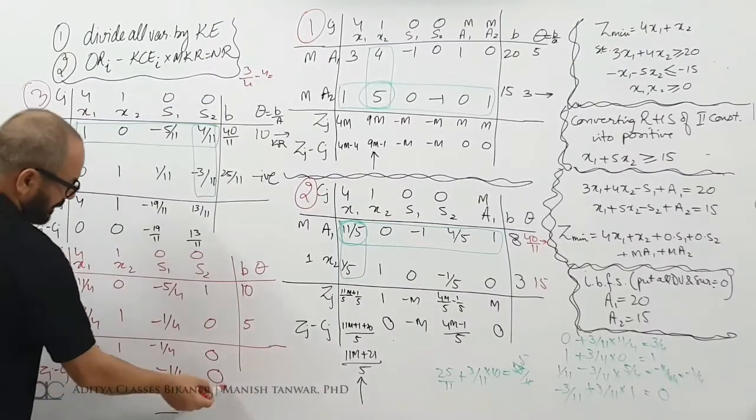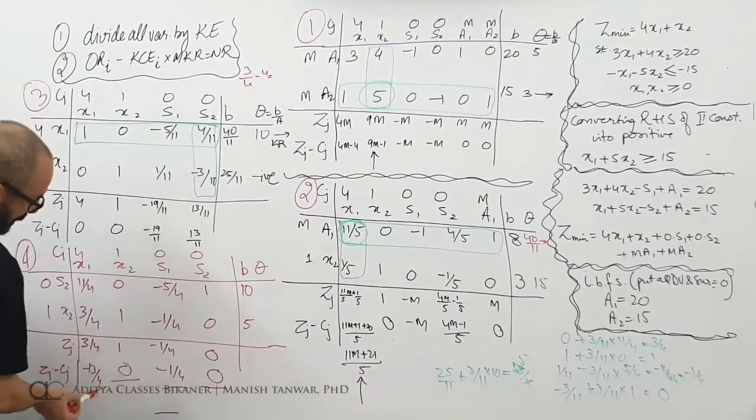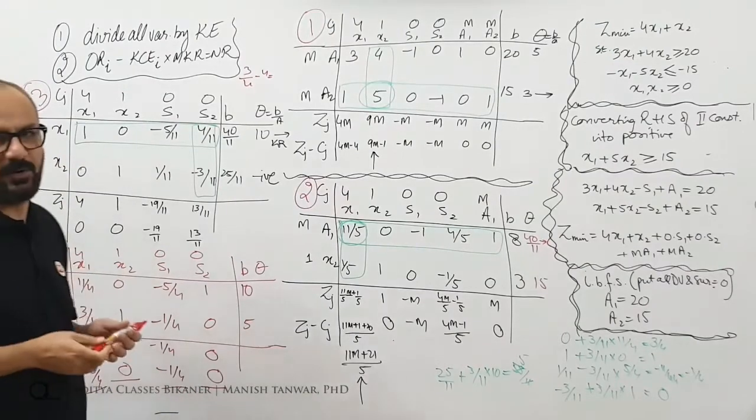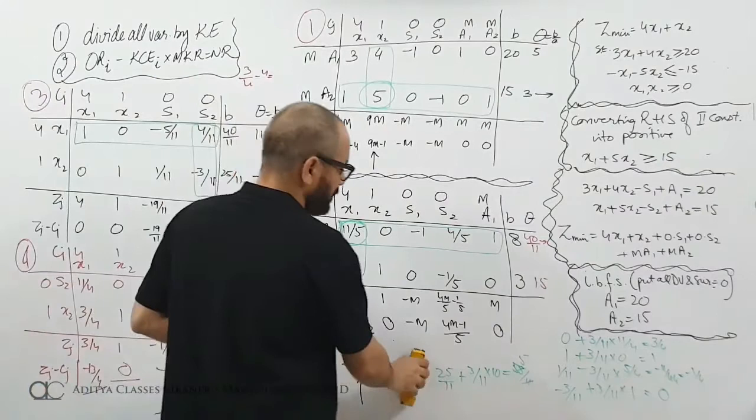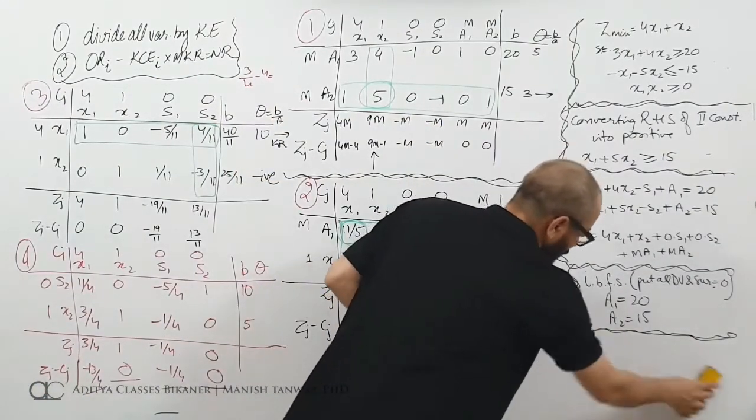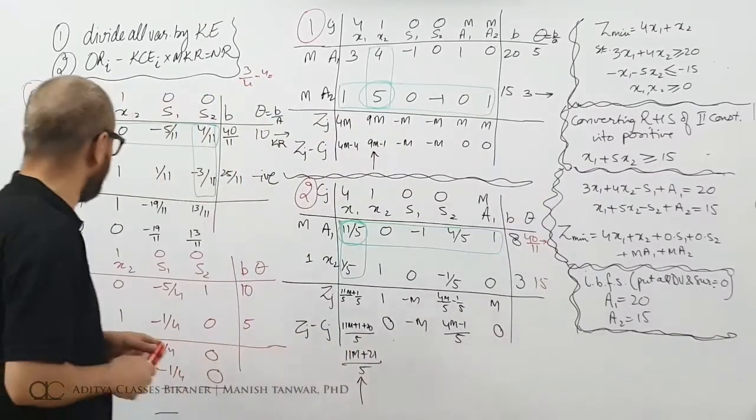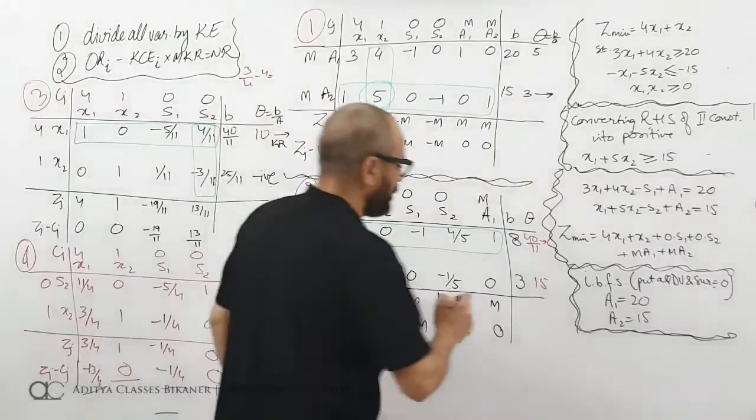So now we see that we have either zeros or negatives. So at this point we can stop and we can say that we have found out our best possible solution. We have found out our optimum solution. And what is that optimum solution? That optimum solution is that do not produce even a single unit of x1. Don't go for x1. Only concentrate on x2.